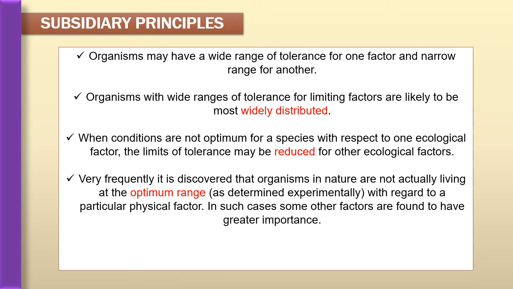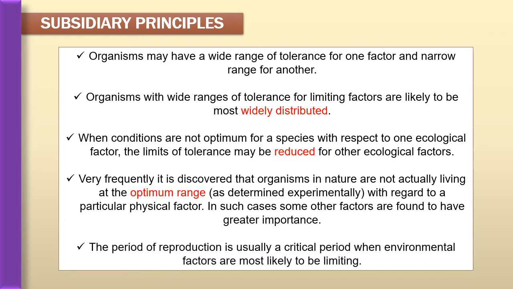Very frequently, it is discovered that organisms in nature are not actually living at the optimum range with regard to a particular physical factor. In such cases, some other factors are found to have greater importance. Certain tropical orchids, for example, grow better in full sunlight than in shade, provided they are kept cool. In nature, they grow only in shade because they cannot tolerate the heating effect of direct sunlight.